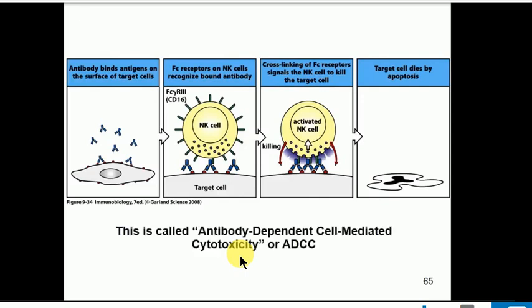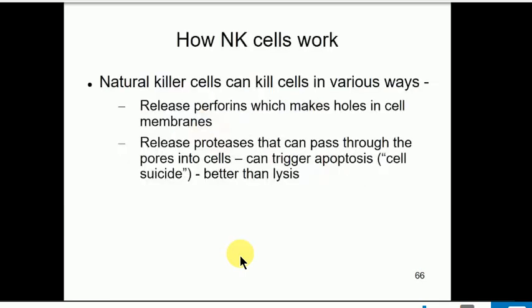This is known as ADCC, antibody-dependent cell-mediated cytotoxicity. So it's antibody-dependent because it requires the antibodies to bind to the target cell. It's cell-dependent because it requires a natural killer cell to arrive and destroy the cell that the antibodies are bound to. And cytotoxic simply means that it's cell-killing. And this is actually quite an important process, as we'll see shortly, in some kinds of cancer therapy.